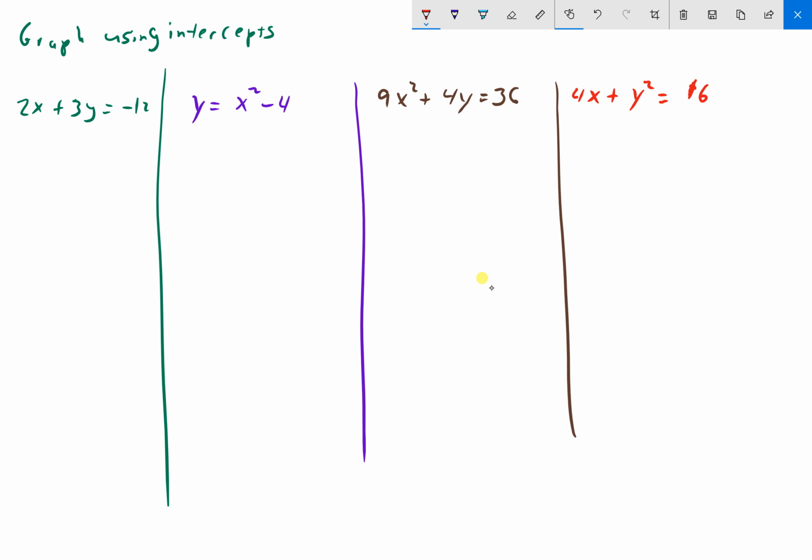And the first thing I look for are exponents. I don't have any exponents there, which is kind of not true because I do. I really have a 1. So it's 2x to the first plus 3y to the first equals -12. So what I'm going to do is this.